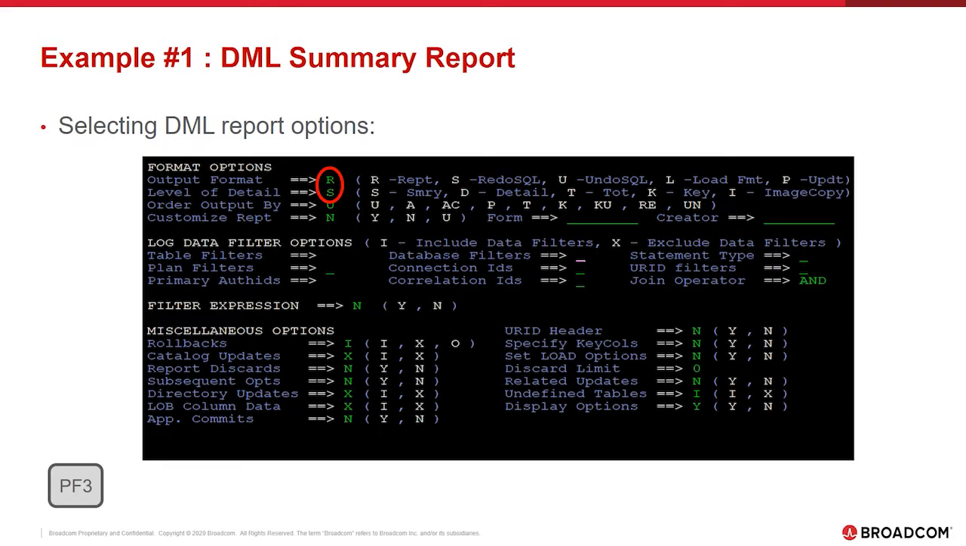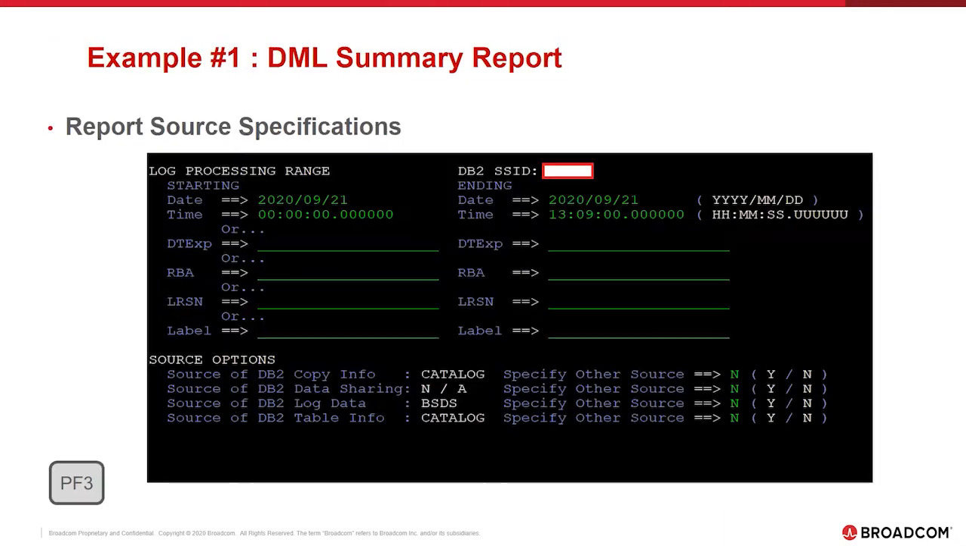This combination will generate a summary report of activity and number of operations for each URID. This is a very important panel where you specify that log range and source info you want Log Analyzer to look at. We specify the date because we know the time window we want in our scenario. You could also use RBA or LRSN information if you'd want to, or create a log label.